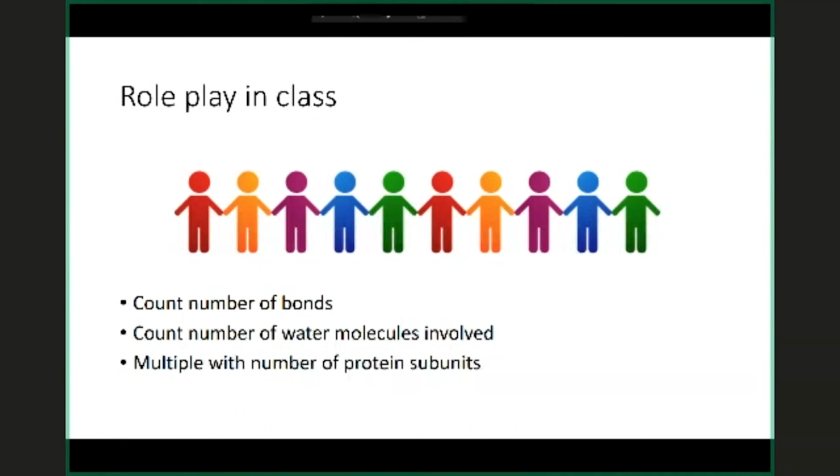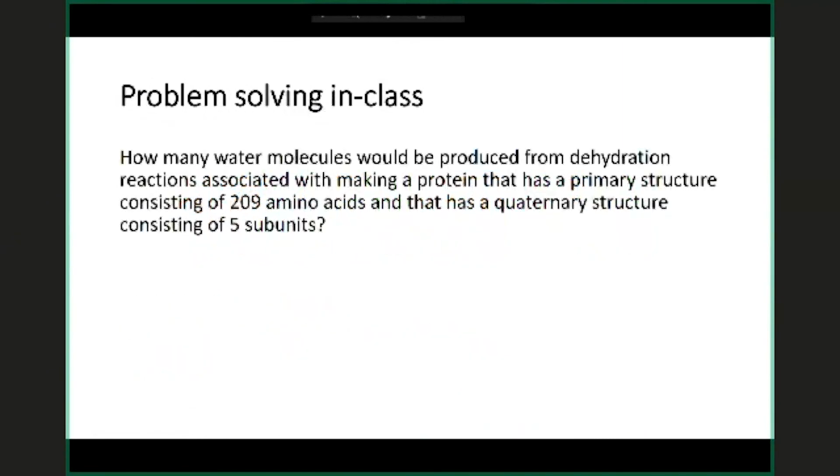And then they would come together to show you how multiple subunits can be put together to build that quaternary structure, so that now they could count the number of water molecules involved, and they could see the pattern: how you need to multiply the number of protein subunits by the number of water molecules involved to get to the answer. So that kind of helped them get back to this problem.